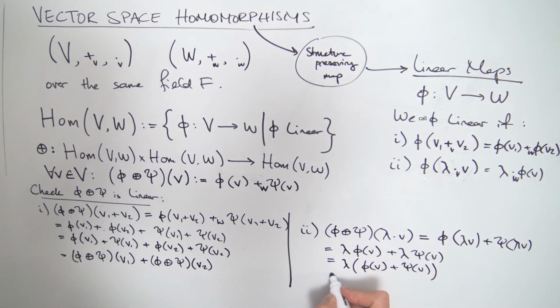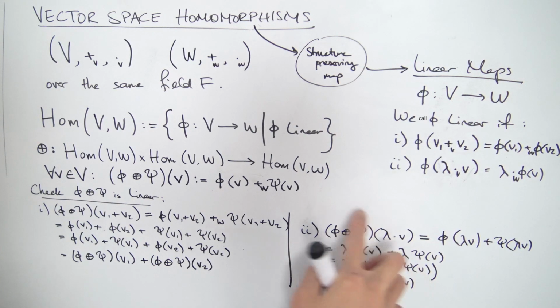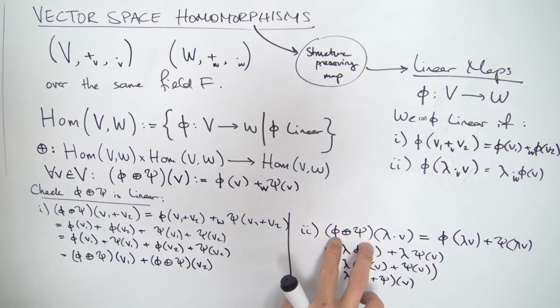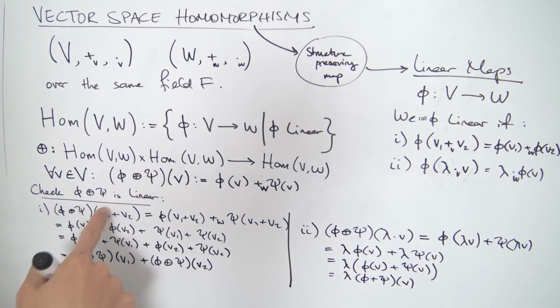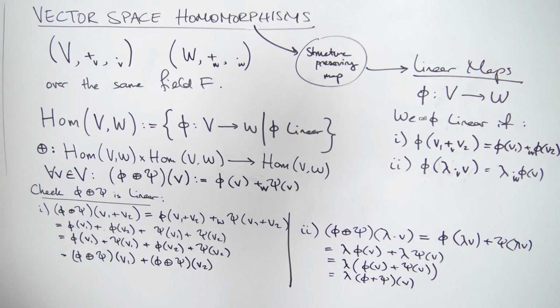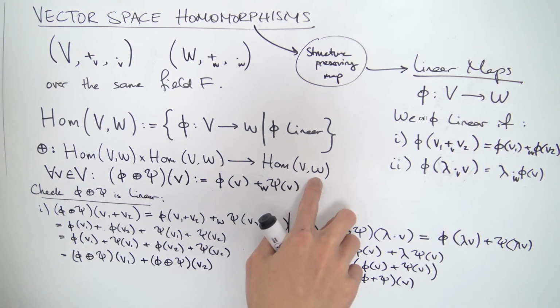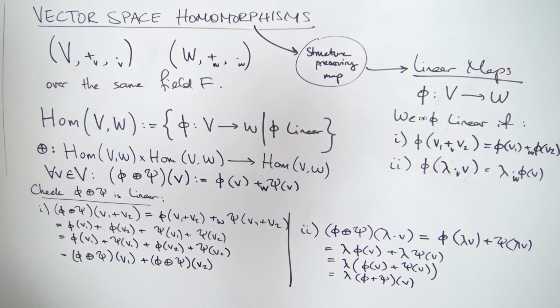So we can rewrite this as lambda times (phi plus psi), and all of this is acting on v. As you can see, we've managed to show that if we have a lambda in here, we can pull it out to the very outside of this map phi plus psi. Since this map phi plus psi satisfies these two properties, we call it linear. So indeed, this map phi plus psi actually lands in Hom(V, W). It's another linear map between V and W.